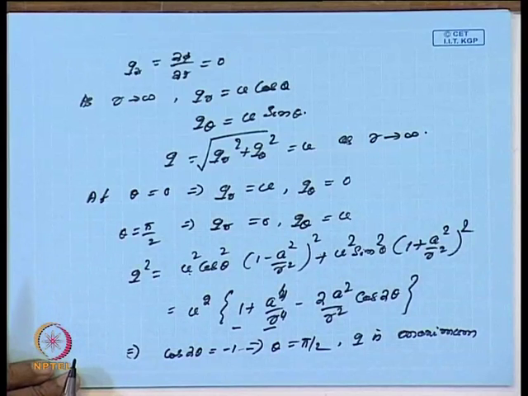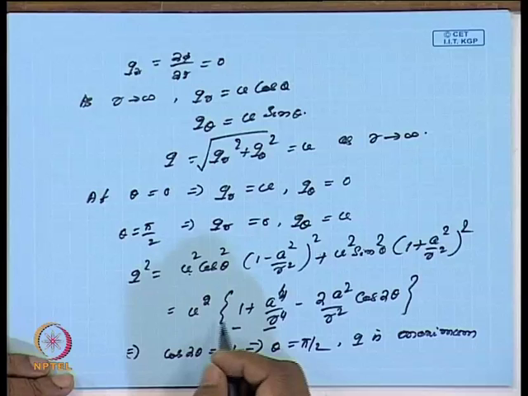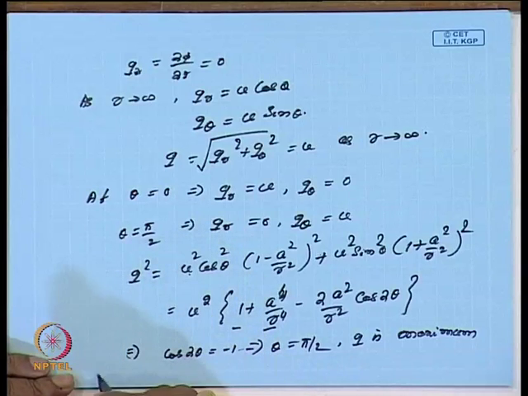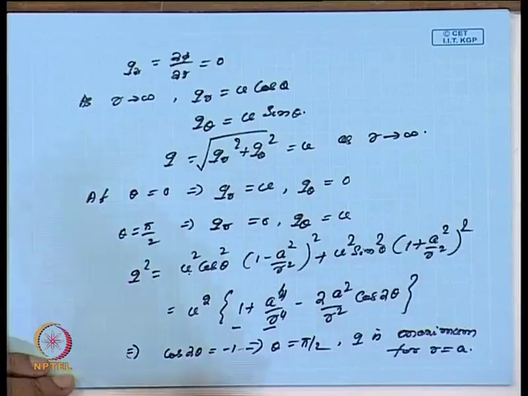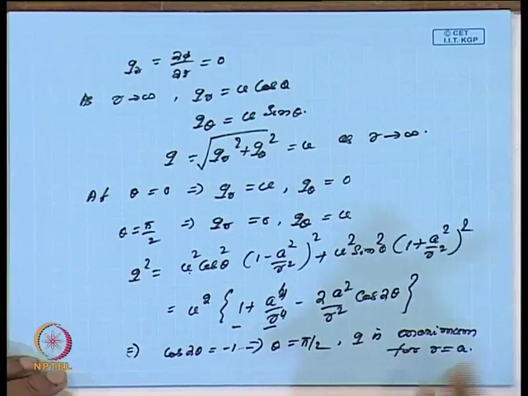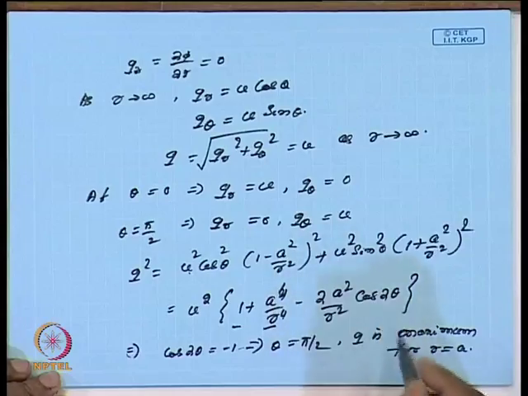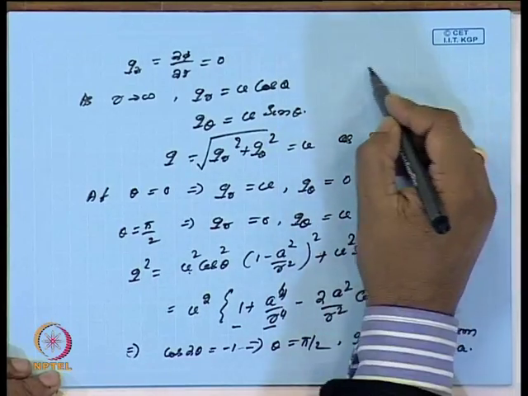So here r is equal to a, maximum for r is equal to a. So when theta is equal to pi by 2, r is equal to a, the speed becomes maximum. So basically this flow will be looking like this.